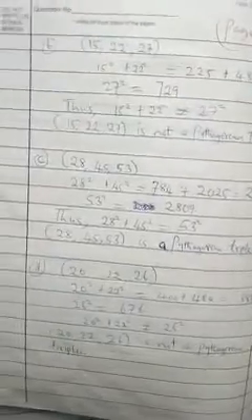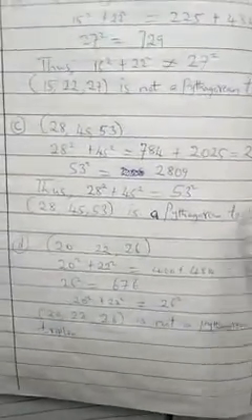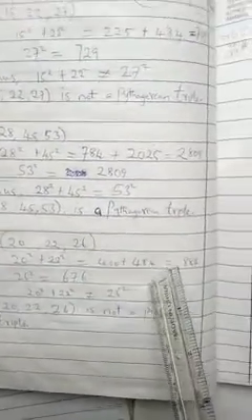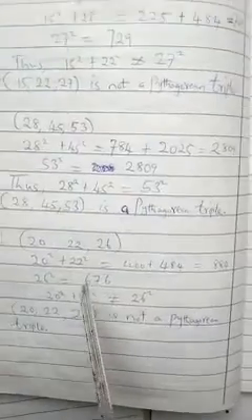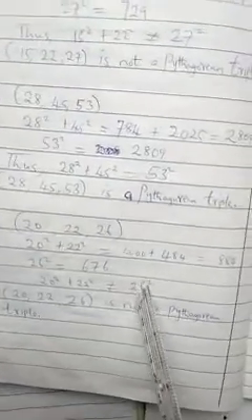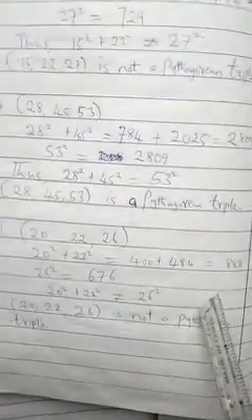Let's look at D, the last one. 20 square plus 22 square is 884. 26 square is 676. Therefore, 20 square plus 22 square is not equal to 26 square. Therefore, this is not a Pythagorean triple.